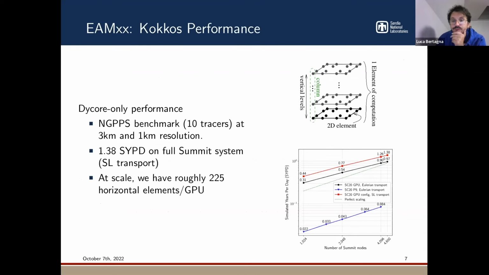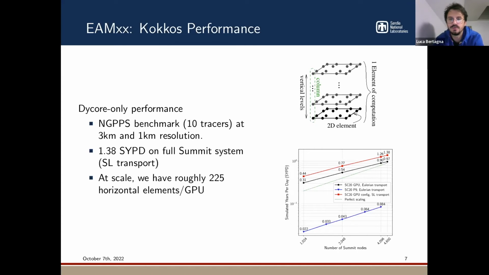So what about performance? For the dycore only, here I'm showing some results that we submitted to Supercomputing in 2020. We simulated the NGGPS benchmark, which includes 10 tracers, and we ran it at 3 and also 1 kilometer horizontal resolution. On the top right, I'm depicting the typical working element of the dycore. So you have a 2D element on the sphere, and the E3SM dycore uses the cubed sphere. And then inside each 2D element, you have a bunch of degrees of freedom. We use a spectral element method.